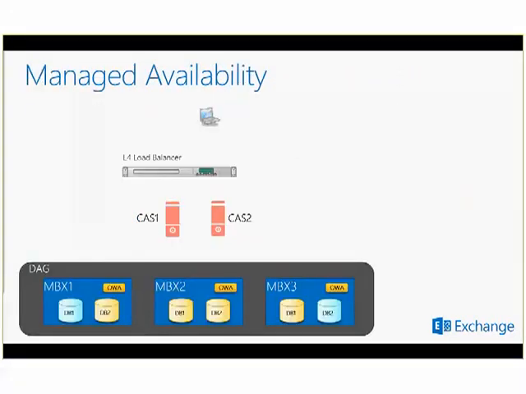So we've got our user outside, we've got our layer 4 load balancer, 2 CAS, and 3 mailbox servers in a DAG. We've got an OA connection that comes in. So we hit the load balancer, we hit CAS1, we've done an OA send, and CAS1 connects to mailbox server 1, where database 1 is mounted, and performs the action.